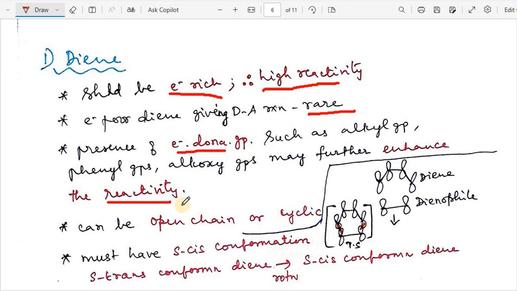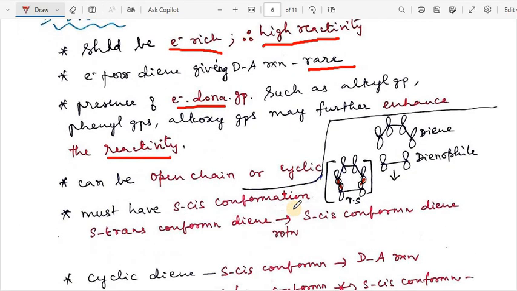of the Diels-Alder reaction. And it can be open chain or it can be cyclic. The diene may be an open chain diene or it may be a cyclic diene. No issues. And the diene should possess cis conformation. The diene should possess cis conformation to give a Diels-Alder reaction. If it has an S-trans conformation, it should have the ability to rotate and form a cis conformation. It should undergo rotation to form cis conformation. Then only it can undergo Diels-Alder reaction.